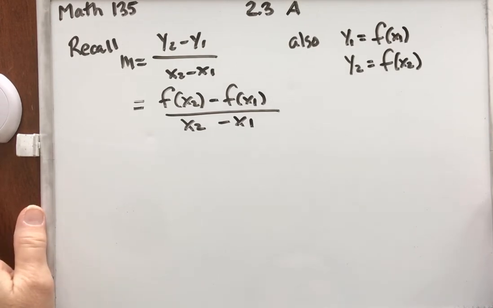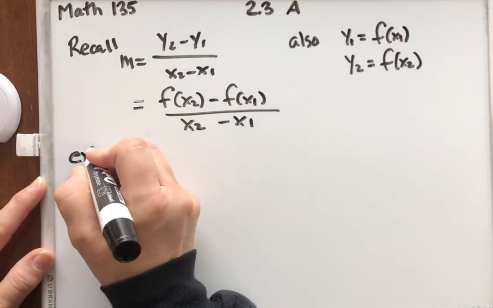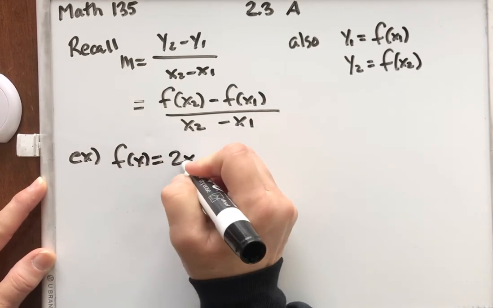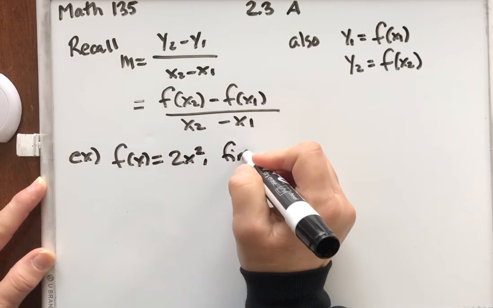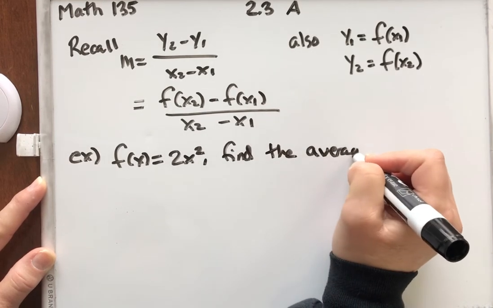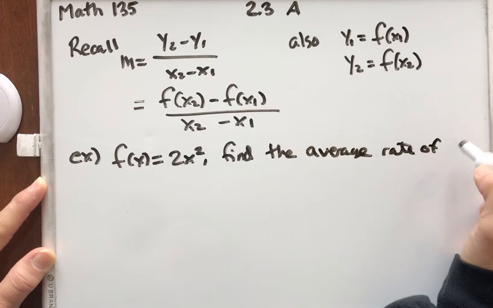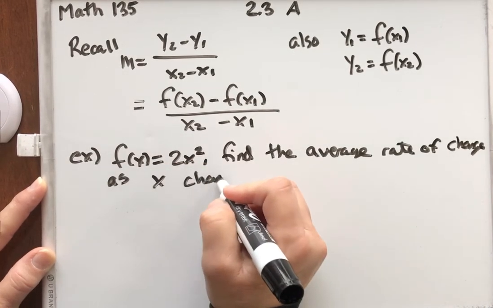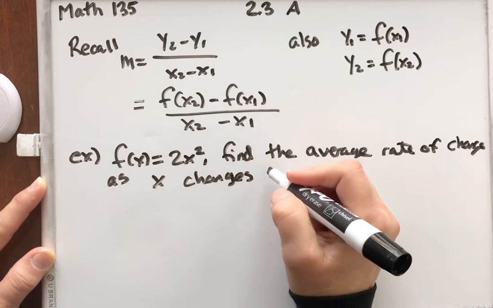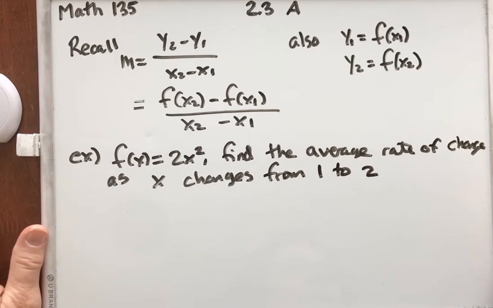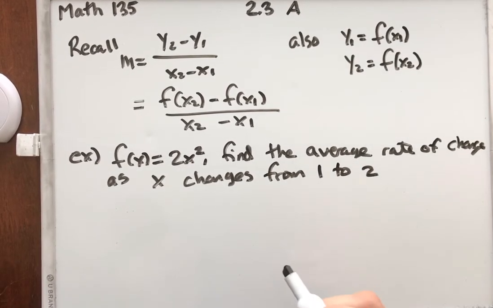Okay, let's do an example you might see on your homework. If they give you something like f of x equals 2x squared, then they say find the average rate of change as x changes. So this is something new for you to see, as x changes from 1 to 2. Okay, so x changes from 1 to 2.